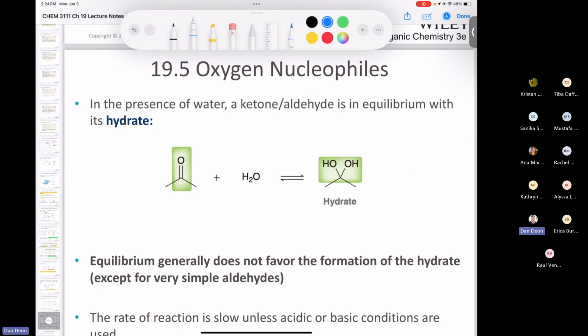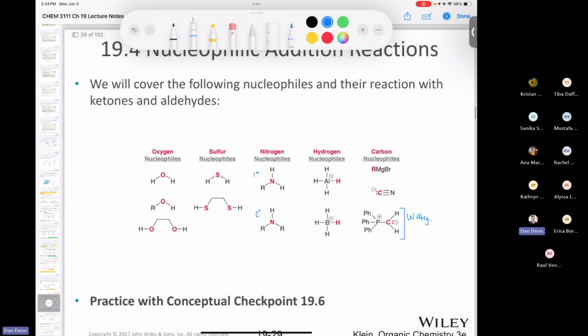Now we're going to kind of go through these, okay? So the rest of the chapter is going to be walking through oxygen, then sulfur, then nitrogen, then hydrogen, and then the carbon nucleophiles. So we're going to start back here. Okay, we're going to start with oxygen nucleophiles, and this will be covered in section 19.5.